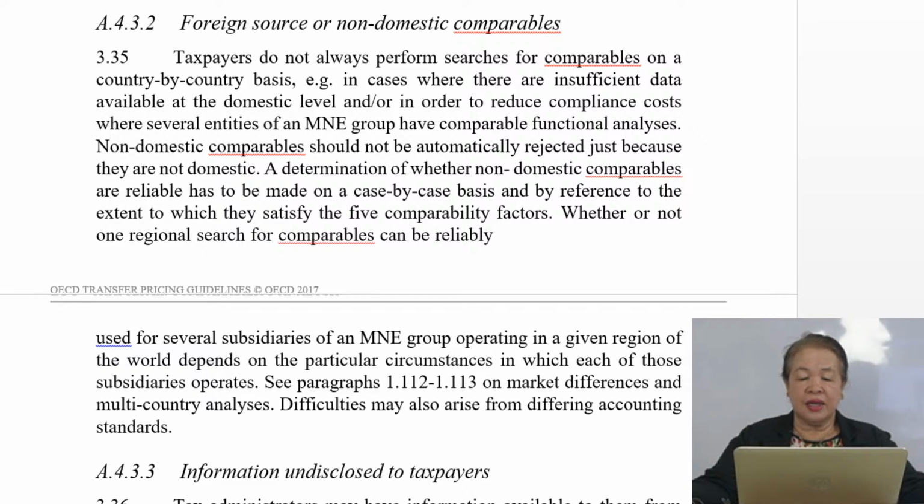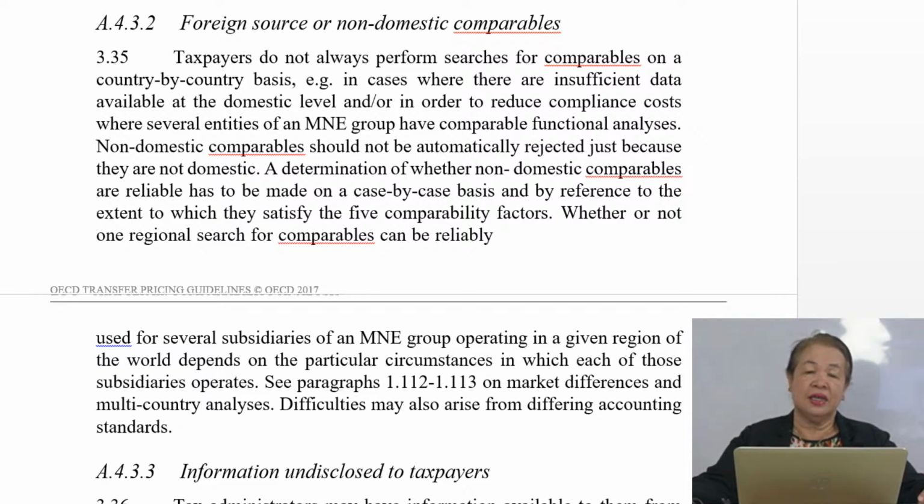Difficulties may also arise from differing accounting standards. No? So sometimes accounting standards are different, but there is what we call the International Financial Reporting Standards. But I think there are still some countries that have not fully adopted the International Financial Reporting Standards. That's why there are differences. And aside from that, even if they adopt the International Financial Reporting Standards, the financial reporting standards have different standards, no?